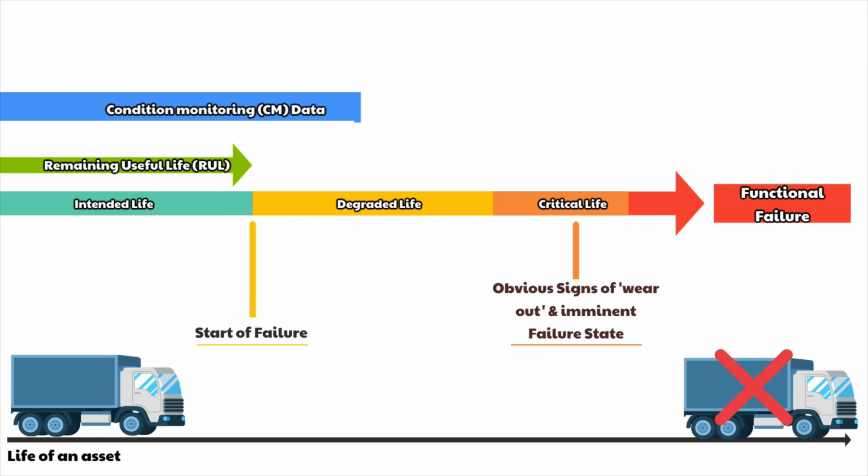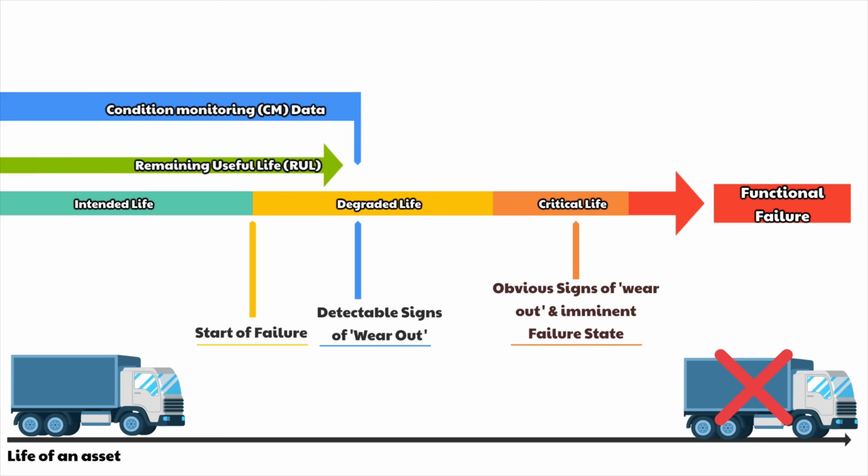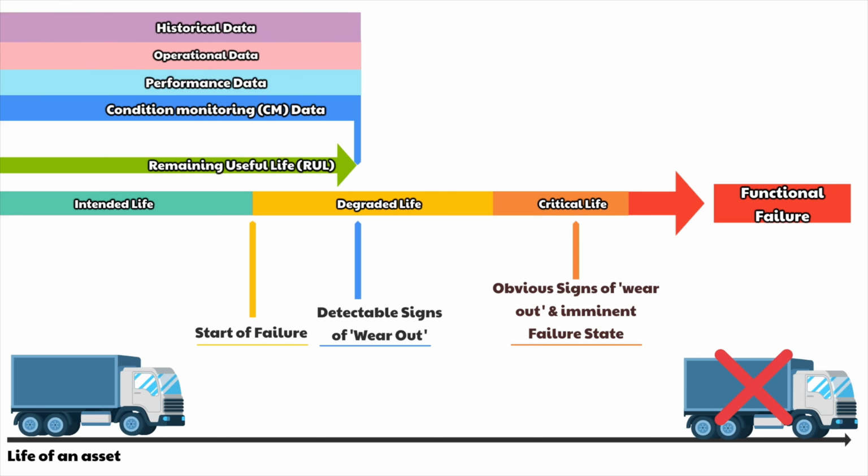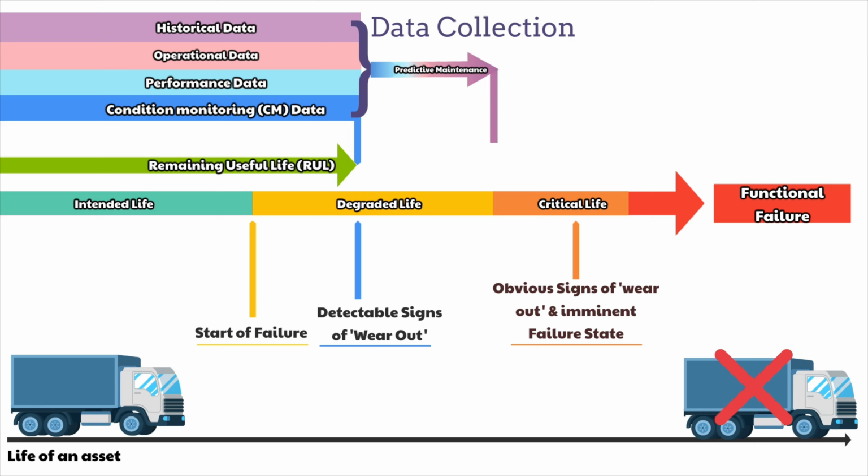CBM can use condition monitoring to discover detectable signs of wear out during the degraded part of the life cycle, but it can't tell us how long that part of its life is going to last. Whereas predictive maintenance enriches the data collected from condition monitoring activities with other data layers such as performance, operational, and historical reports to allow us to understand the asset's position in our 4 stages of life and better predict when the asset will enter the critical stage of life, thus pushing the boundary of how much remaining useful life we can exploit. It also provides us with ways to simulate different RULs by changing the performance and operation parameters.